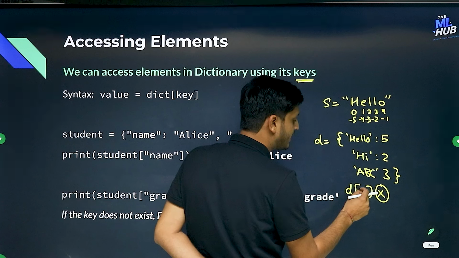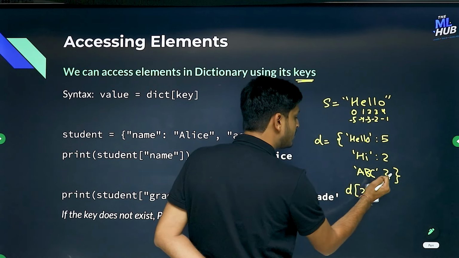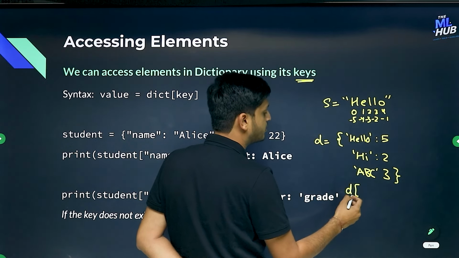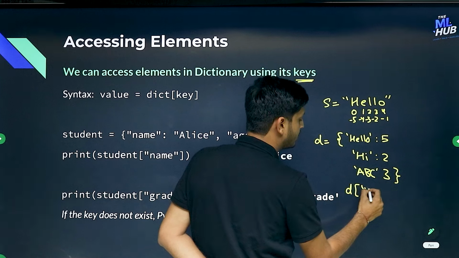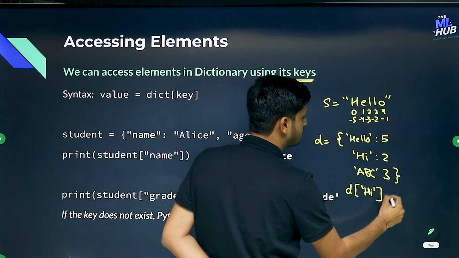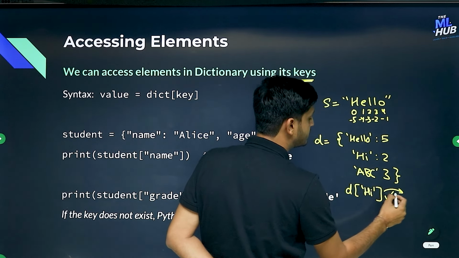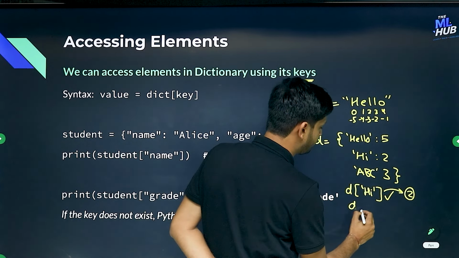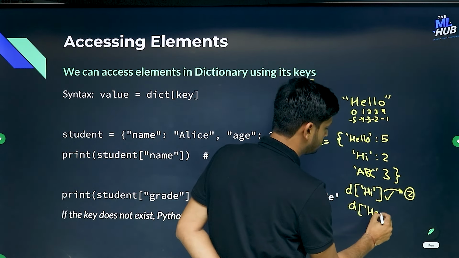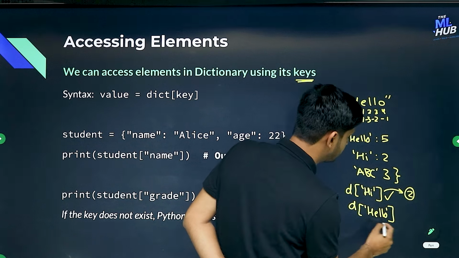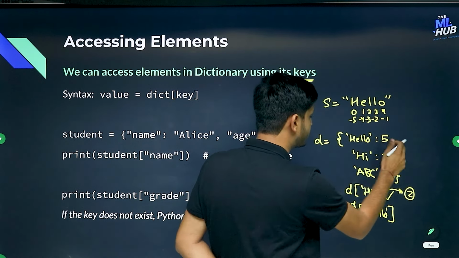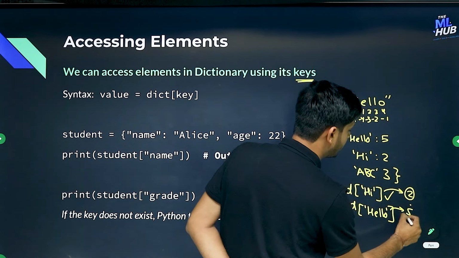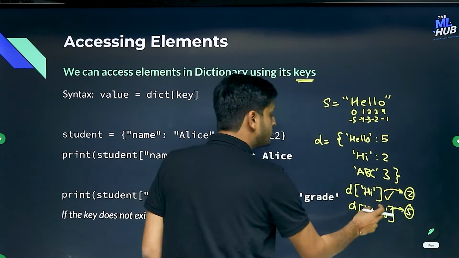By default, when you write an index, it will be considered as a key only. It will try to see whether this key is present or not. So I can say D of hi. This is allowed. This will give you the value corresponding to this key, which means 2. Or even I can say D of hello. This will give me the value corresponding to the key hello, which is 5. Right? So always it will try to see the key.